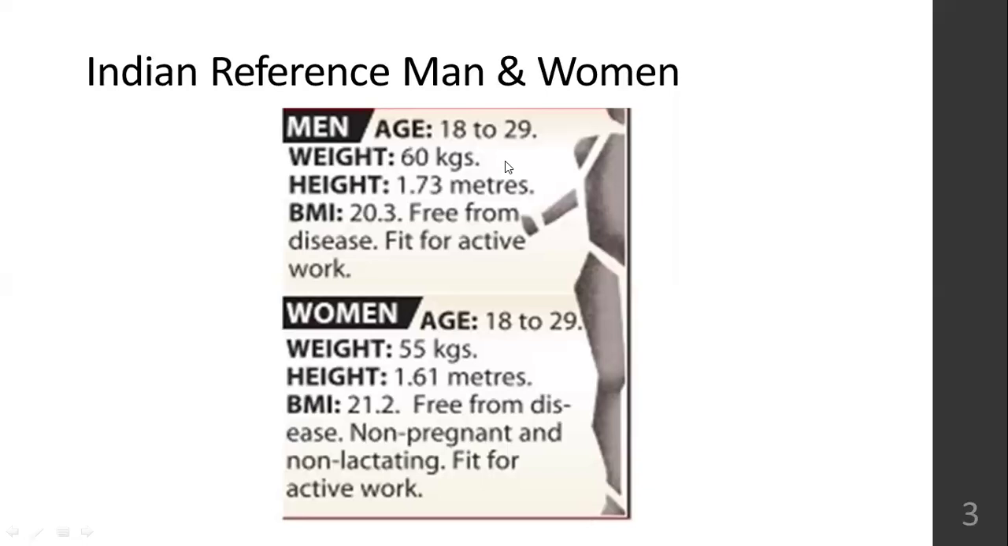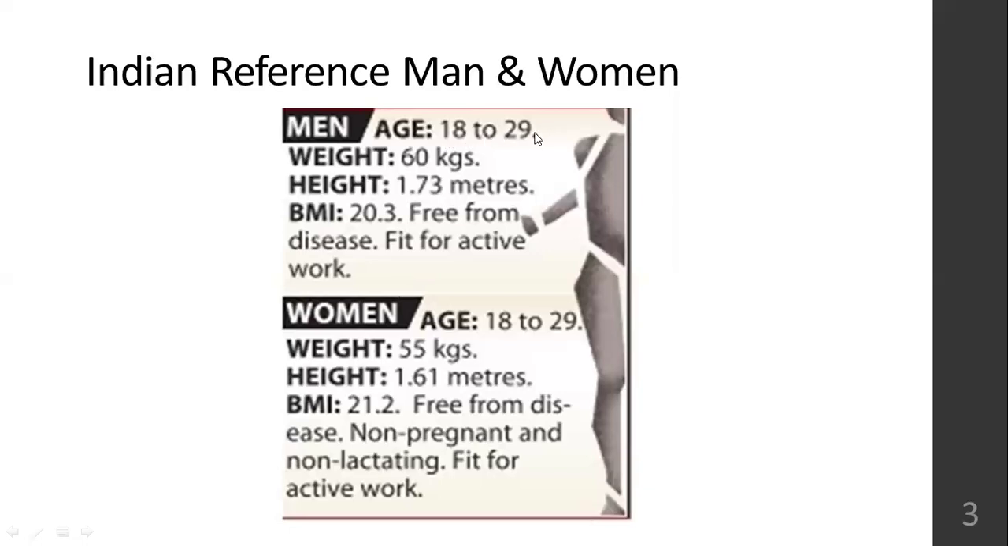This is based on the age and the average height that an Indian man has, an average height of an Indian man from all the sectors. From all the states, all the sectors, what is the average height an Indian man has? According to that, 65 kg is the reference weight. And height is not 173, it is 163 centimeter. And age is 19 to 39.